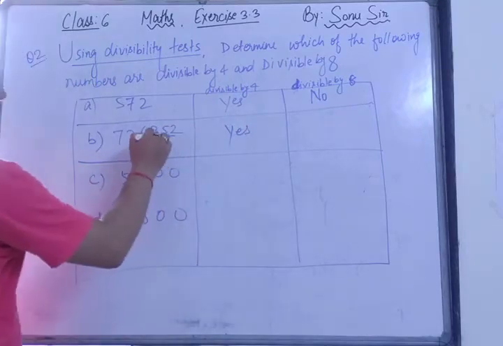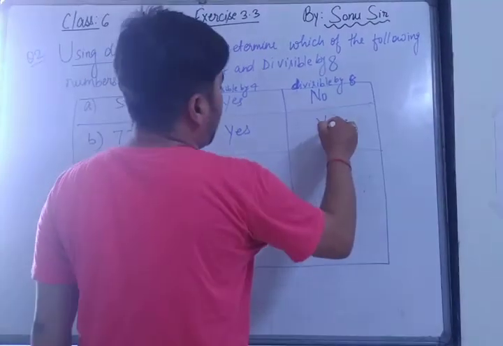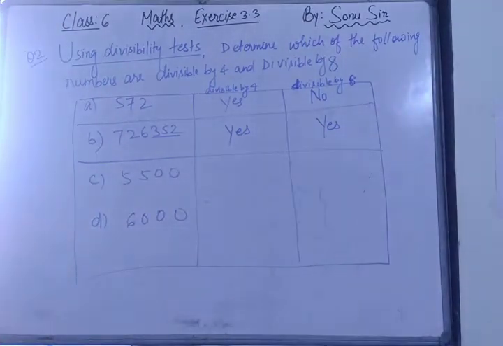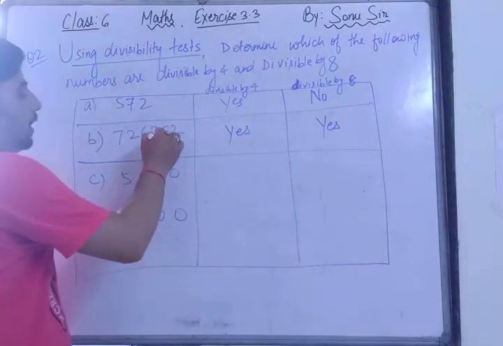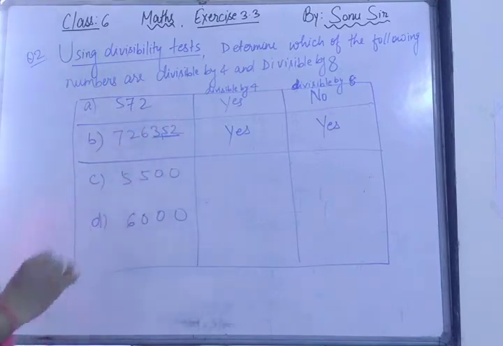What about 8? The last 3 digits must be divisible by 8. 8 4s are 32 and 8 4s are 32. So yes, this number is divisible by 8 also. As we have seen which numbers are divisible by 4 and which are divisible by 8, according to the property, we just have to see that for 4 the last 2 digits must be divisible by 4, and for 8 the last 3 digits must be divisible by 8.